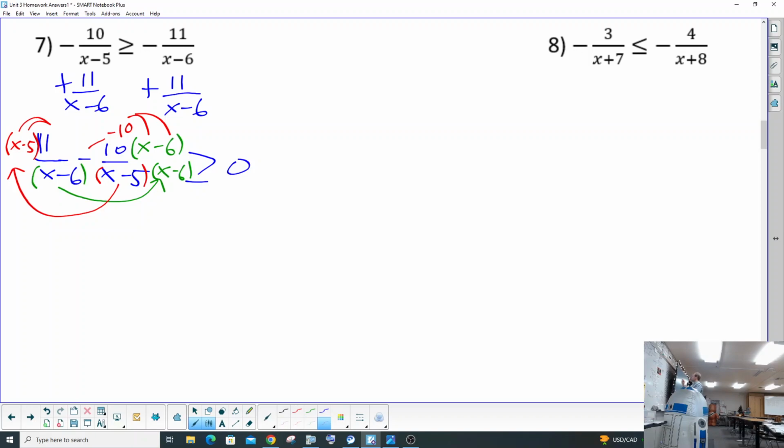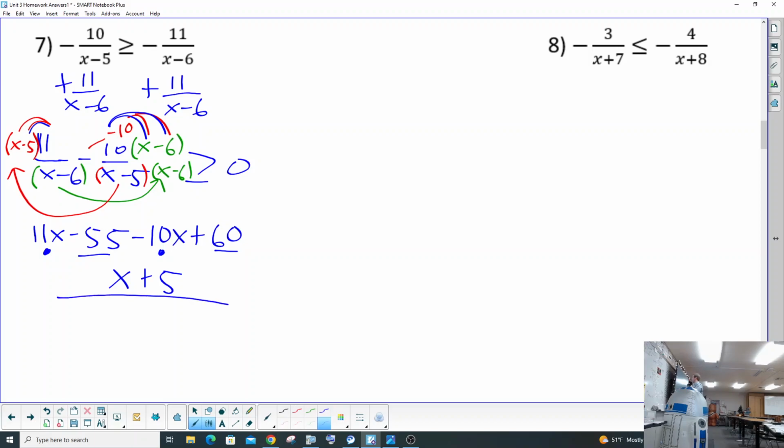So we have an 11 right now. Remember, that's an 11. So 11 times x is 11x. 11 times negative 5 is negative 55. Minus 10 times x is negative 10x. And then negative 10 times negative 6 is a positive 60. Right? So then we're going to combine like terms. 60 minus 55 is just a 5. Yay! And 11x minus 10x is just a 1x. Look how much this simplified, you guys. So this just simplified into x plus 5 all over.